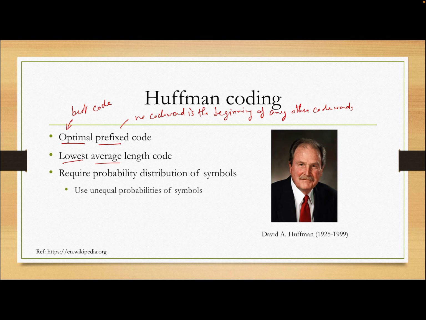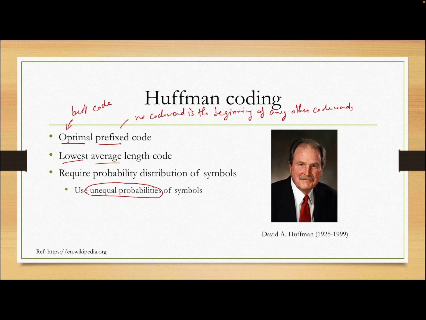This is, as I say, the lowest average length code. That's why it's called optimum code. This requires the probability distribution of the symbols. So it has to know how frequently each of the symbols will be transmitted, and it uses the unequal probability of the symbols in order to compress.